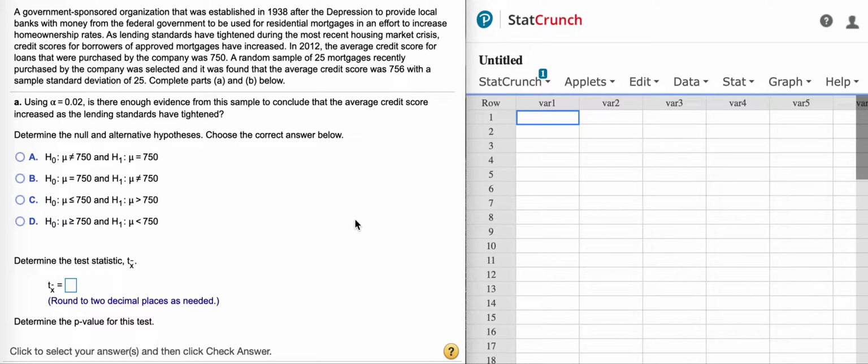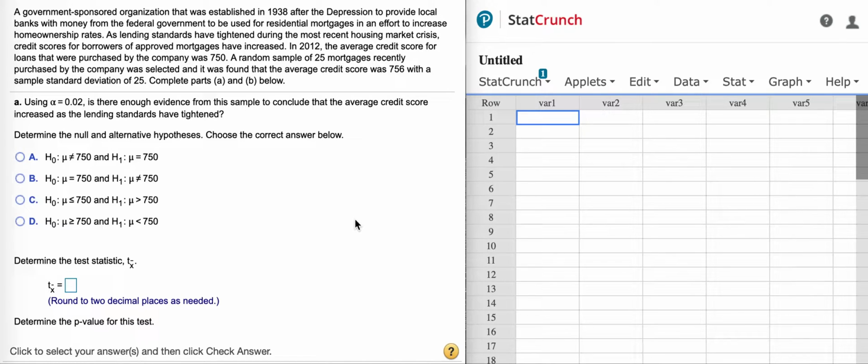11 from our review of hypothesis test. A government organization was established in 1938 after the Depression to provide local banks with money from the federal government to be used for residential mortgages in an effort to increase home ownership rates.